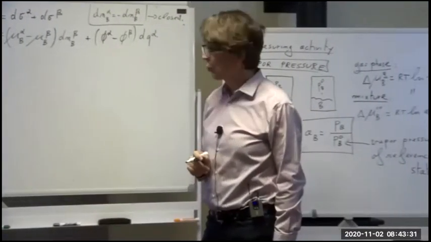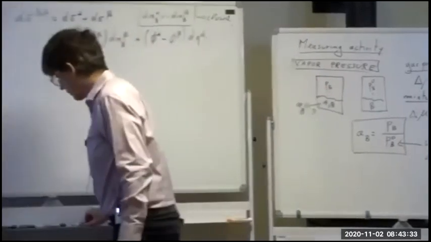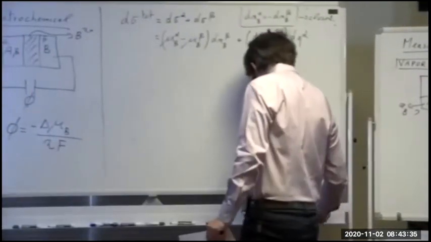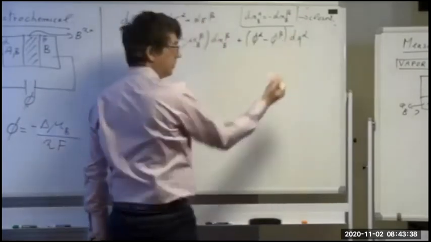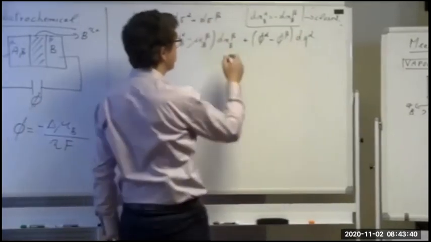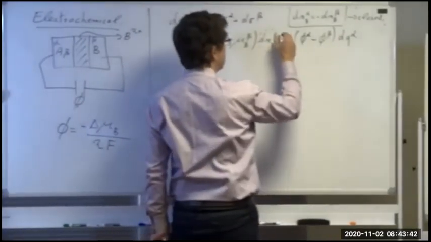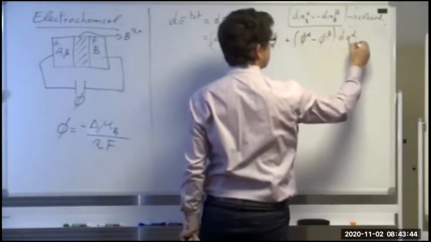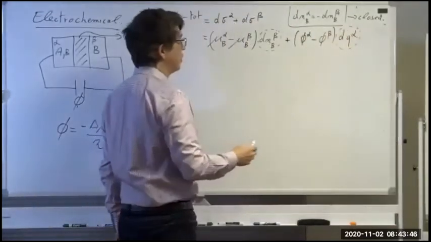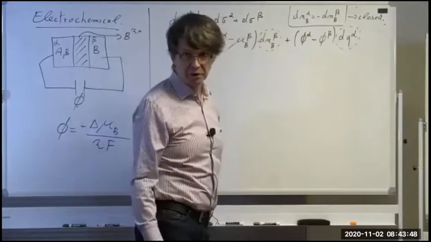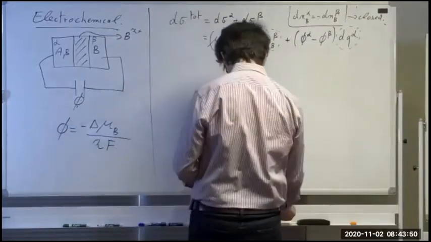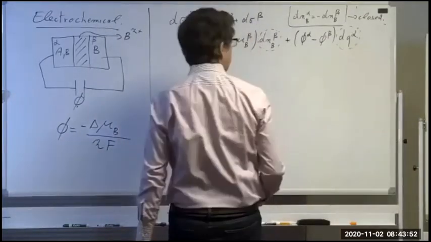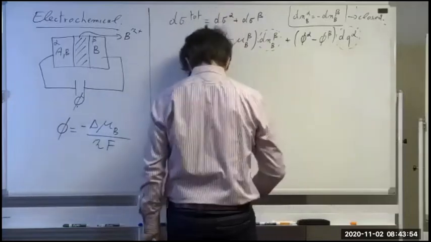And I have to do one more thing, because the charge doesn't flow freely like electrons, right? It comes with the mass. So these variations are coupled, right? The only reason I get a flow of charge is because I move B. So what's the relation between the charge?